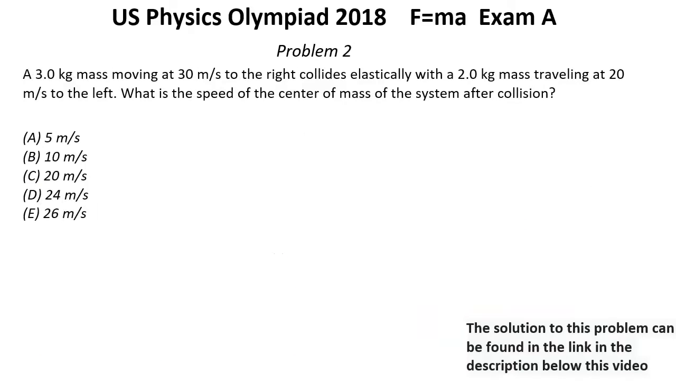Problem 2. A 3 kg mass moving at 30 meters per second to the right collides elastically with a 2 kg mass traveling at 20 meters per second to the left. What is the speed of the center of mass of the system after the collision?